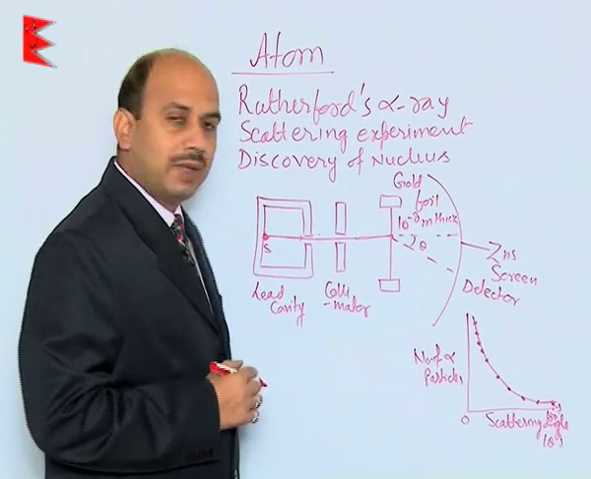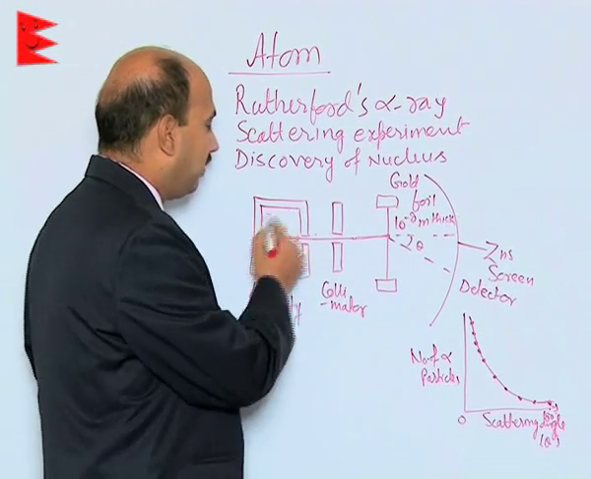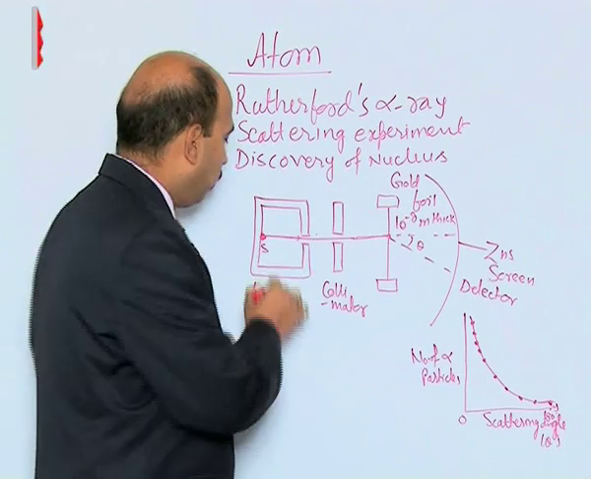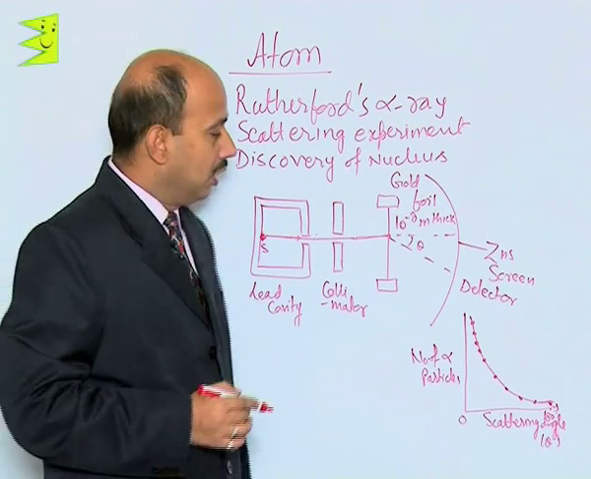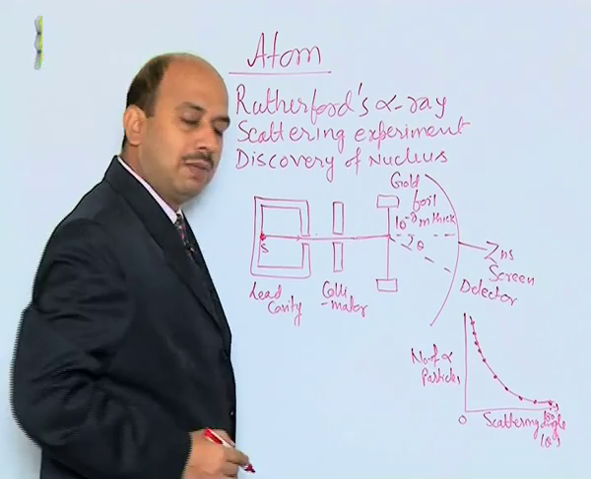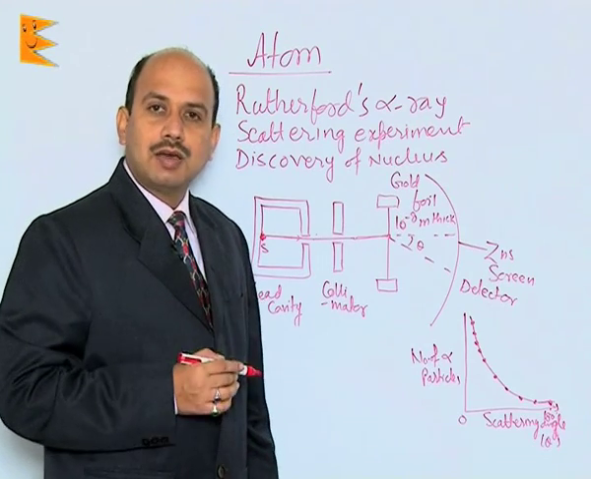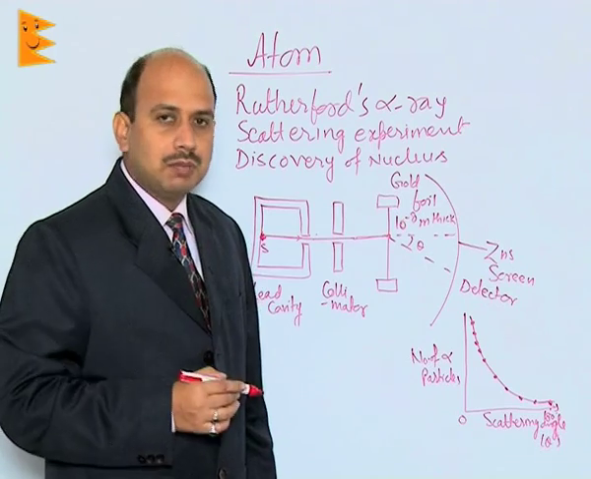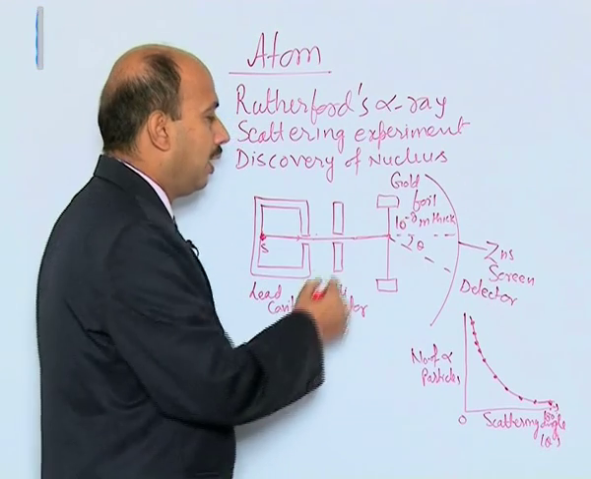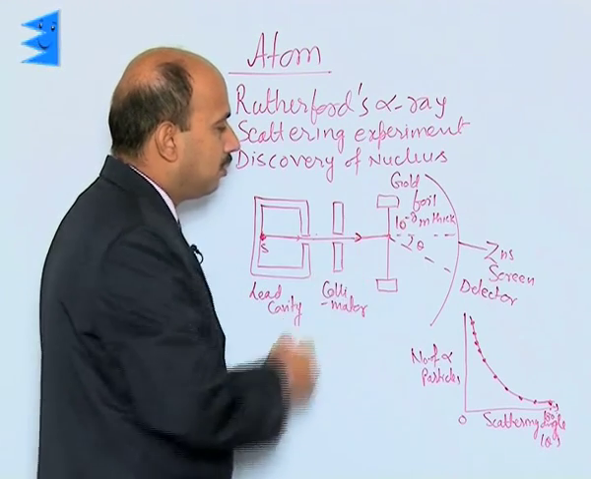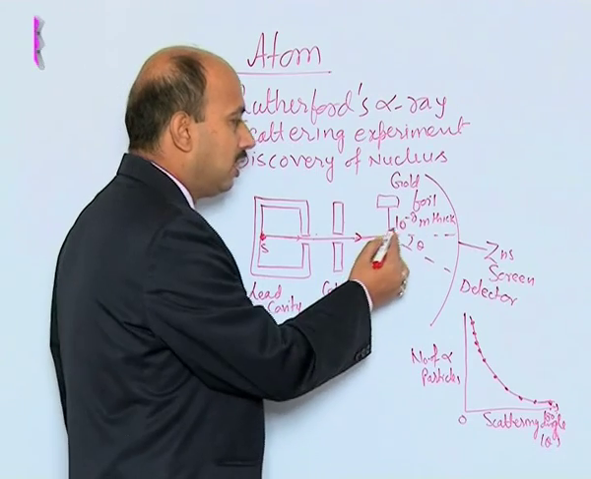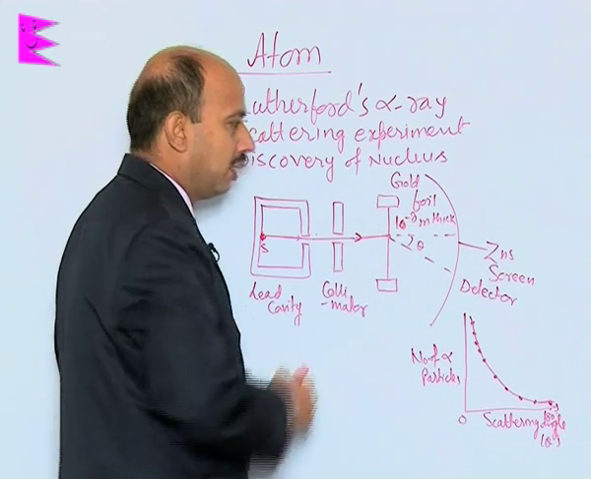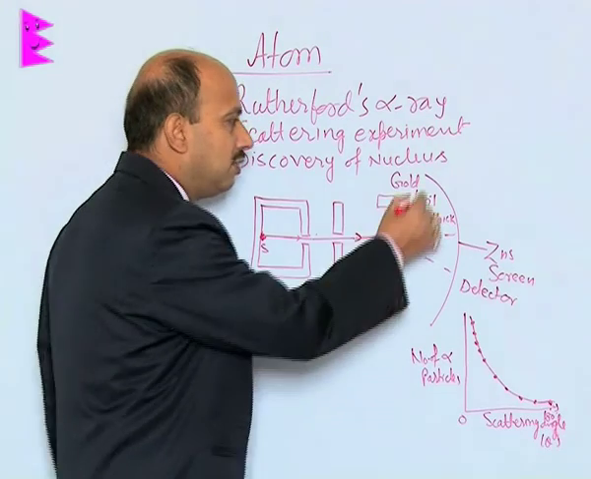Now, in this experiment, first a lead cavity is taken, in which a source of alpha particles is placed, which emits alpha particles. Then there is a collimator. With the help of the collimator, alpha particles are taken in the form of a beam, called a collimated beam, and then these alpha particles are made to strike a gold foil. This gold foil is 10^-8 meter thick, and then there is a screen.